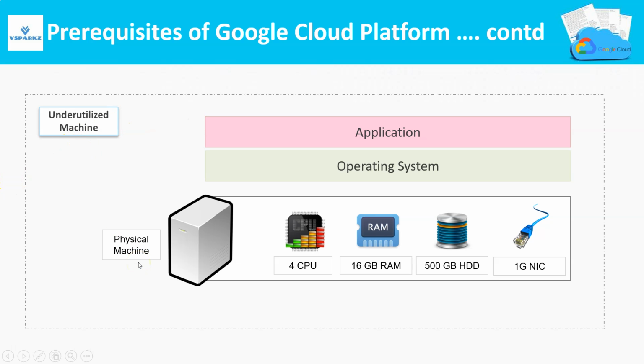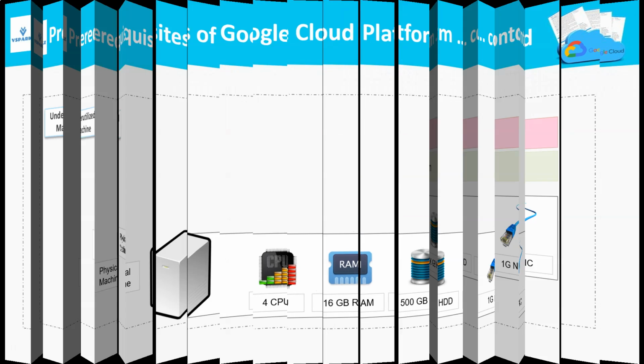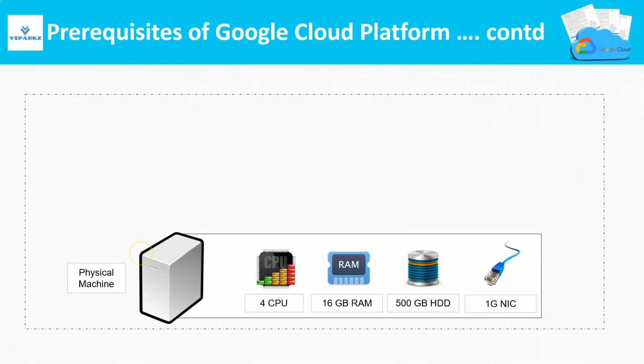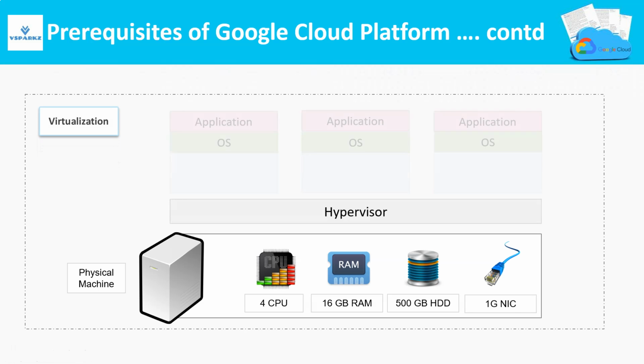We are spending huge money on this hardware, yet we are keeping these hardware resources idle. Think about a data center where hundreds and thousands of machines are available. See how much money we have wasted. Let us discuss how this problem is solved using virtualization. Let us consider the same physical machine. With the help of virtualization software called a hypervisor, we are running multiple operating systems on top of the physical machine.